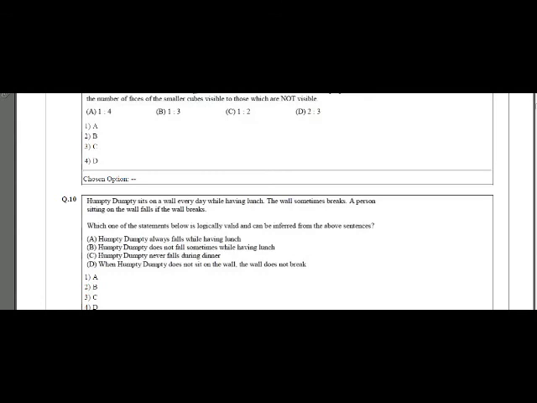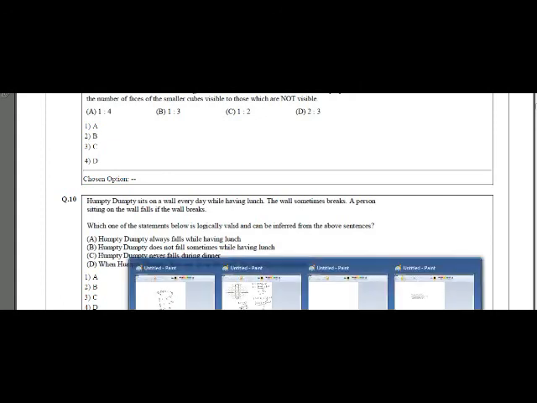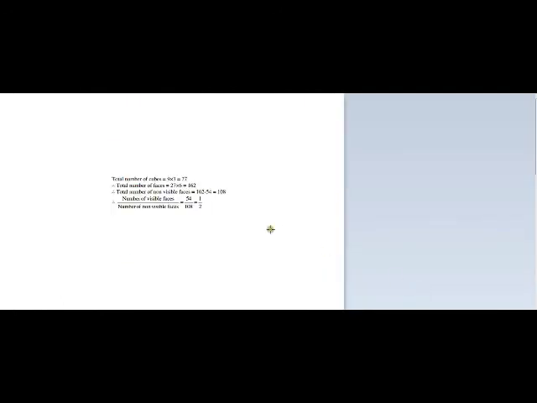A cube of side 3 units is formed using a set of smaller cubes of side 1 unit. Find the ratio of the number of faces of smaller cubes visible to those which are not visible. So here is the calculation. As you can see, there will be 27 cubes, because inside the cube you will get 3 rows. In one row you will have 9 cubes. Okay, so that is 27 cubes.